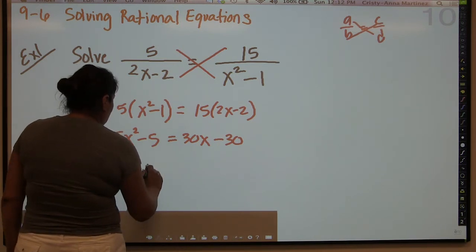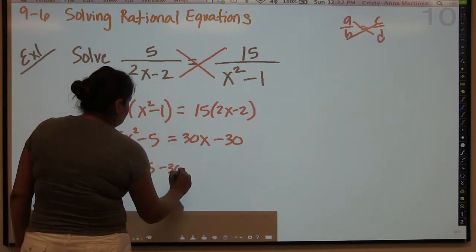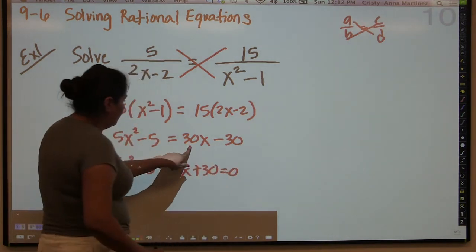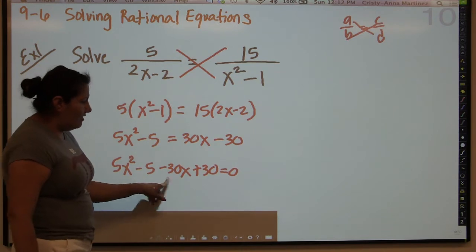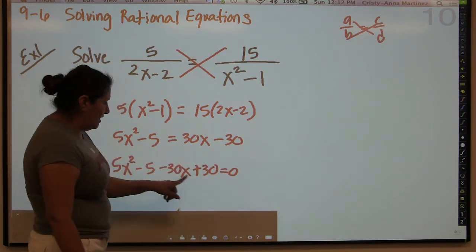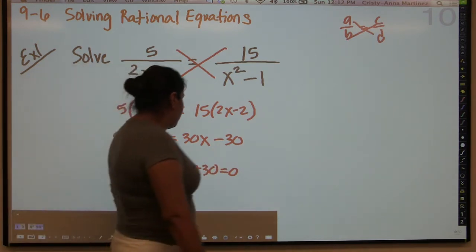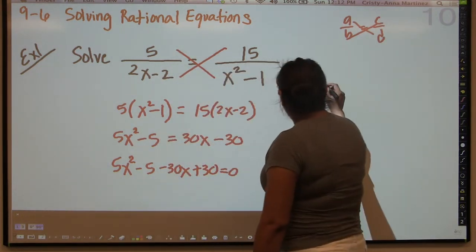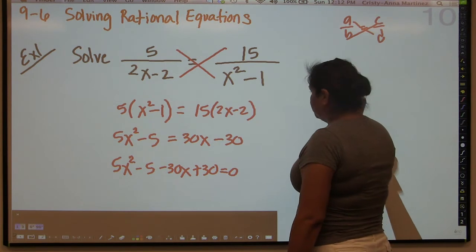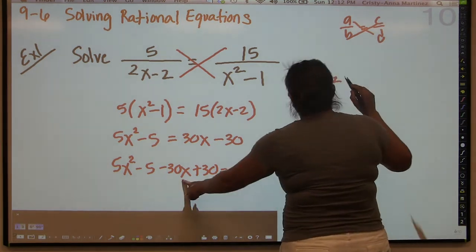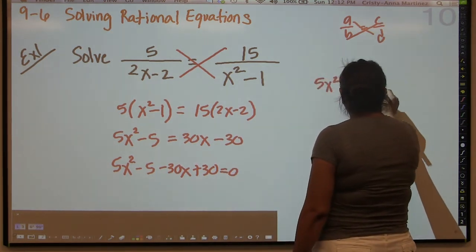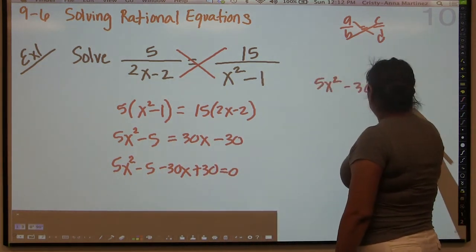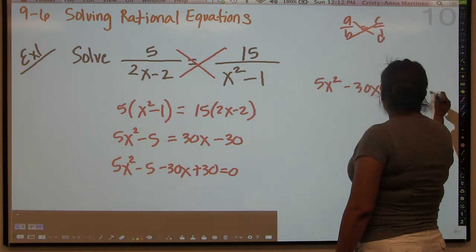So we're going to move the 30x and the 30 to the other side. So I have subtracted 30x from this side, which is why it's negative, adding the 30 to this side, which is why it's positive, and it's equal to 0 now. So the last thing I want to do is combine my like terms. So I will get 5x squared minus 30x, and then I can combine the 30 and the negative 5 to get positive 25 equal to 0.